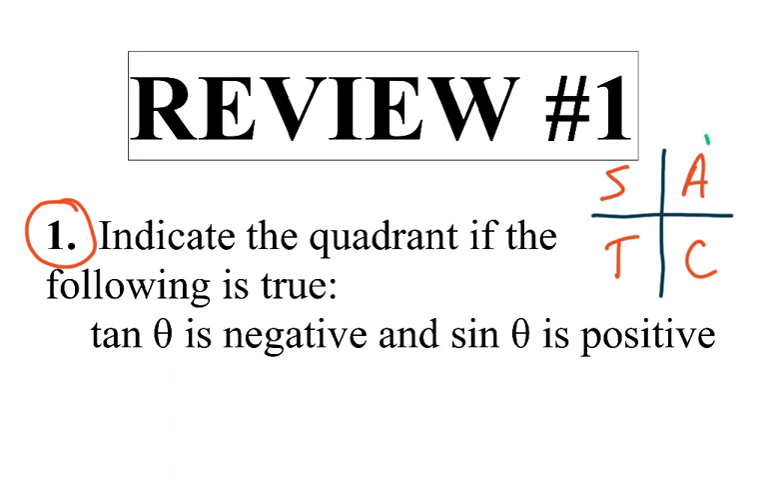The A in quadrant 1 means all of them. Sine, cos, tangent, cosecant, secant, cotangent. They're all positive. There's nothing negative in the first quadrant.